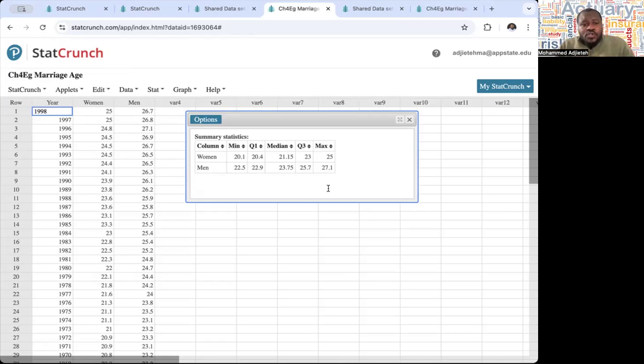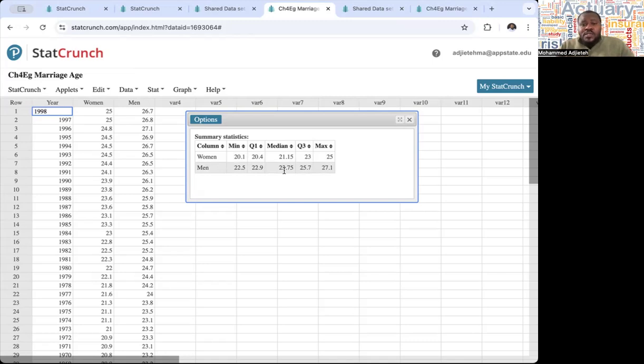Now, the next thing we want to do is answer the question: do men and women in the US marry at the same age? Well, this summary statistics is giving us some insight, right? We can see the minimum age, and also the center. The median age for women who marry in the US is lower than that of men. This is also giving us an insight.